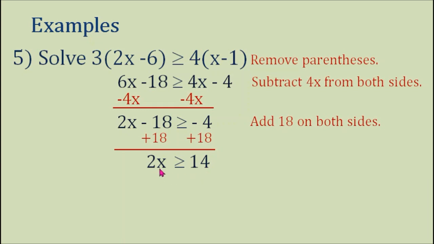Now to get rid of 2, we are going to divide both sides by 2. So 2x divided by 2 is just x. And then 14 divided by 2 is 7. So our answer is x is greater than or equal to 7.